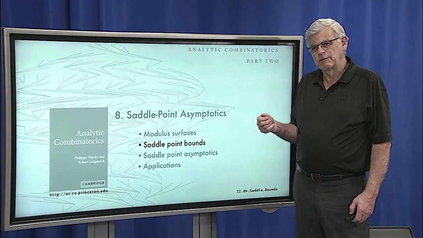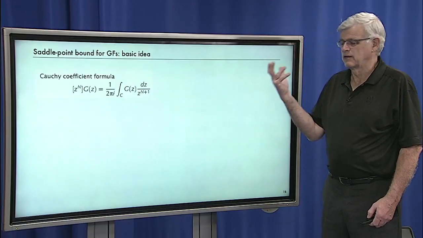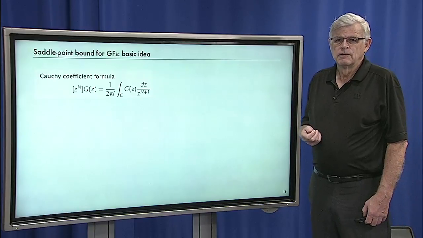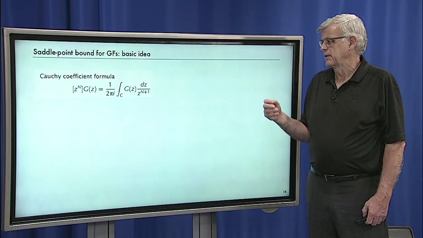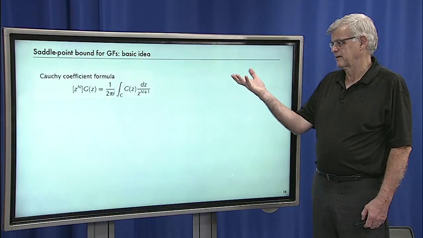Now we're going to look at the development of saddle point bounds for generating function coefficients using contour integration. Well, the basic idea is very simple. We start with Cauchy's coefficient formula, which says that given an analytic function g of z, the coefficient of z to the n in g of z is 1 over 2 pi i times the integral over a circle that contains the origin, g of z dz over z to the n plus 1.